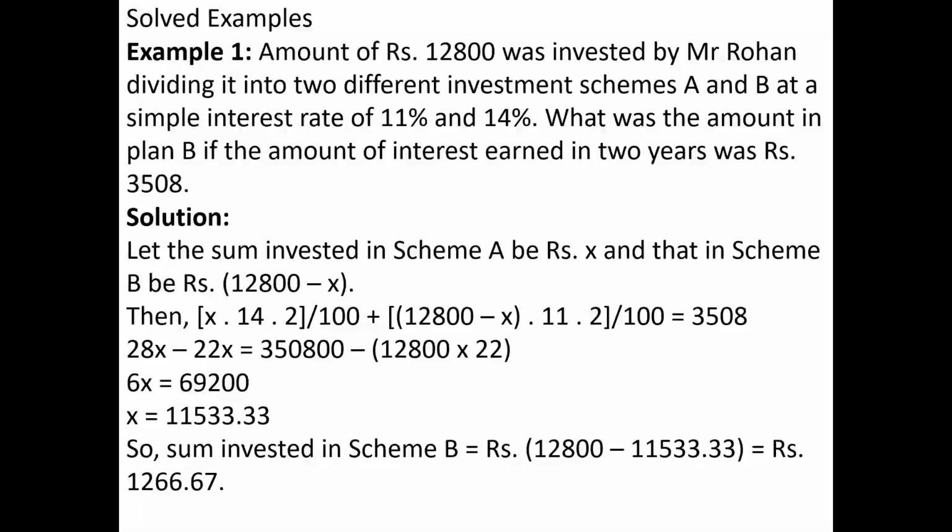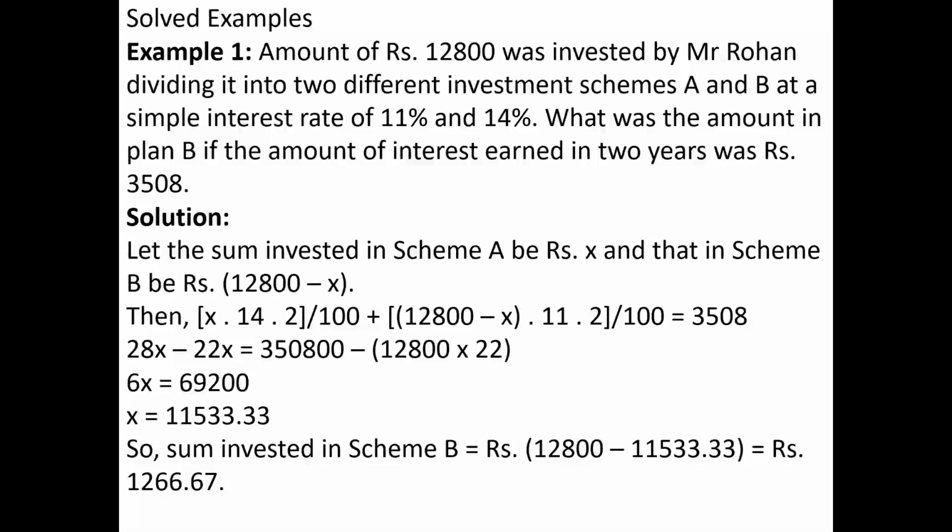Okay. So now if we calculate 14 into 2 into X, that will give you 28x, minus 11 into 2 into x, that will give you 22x, and equal to what? We need to calculate by cross multiplication. So that will give you 3,50,800 minus 12,800 into 22. So if we calculate, then it will give you 6x equal to 69,200, that is x equal to 11,533.33.